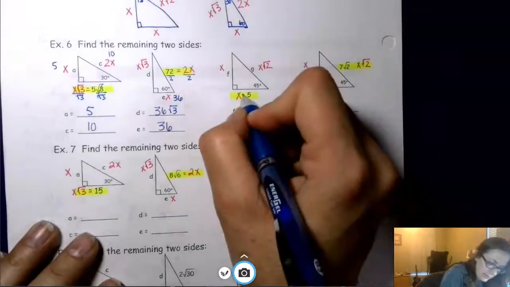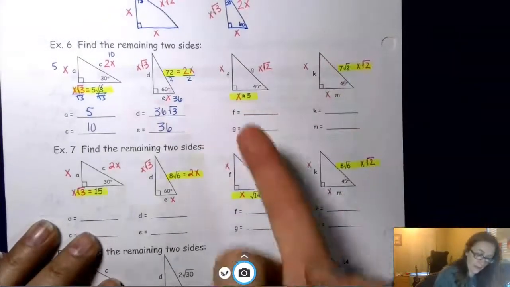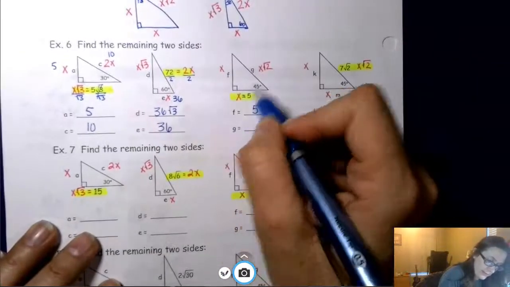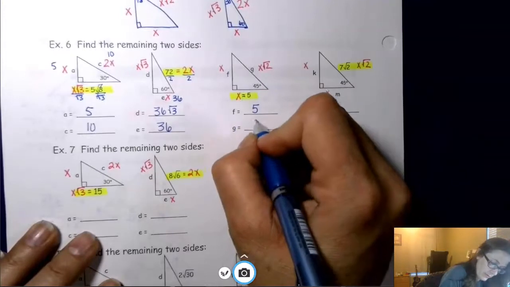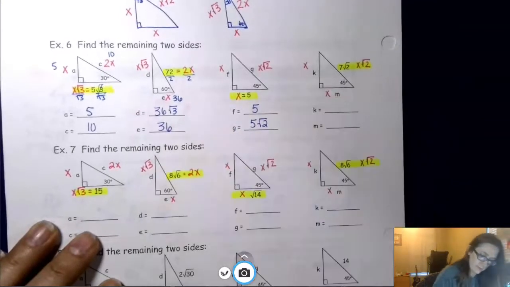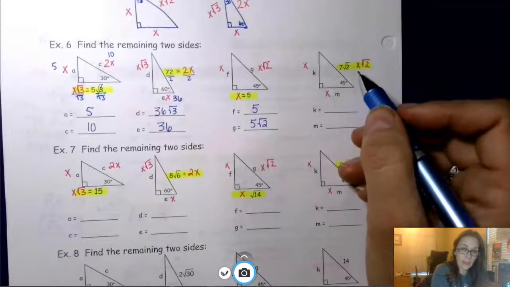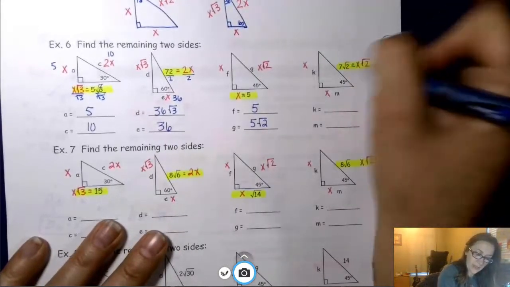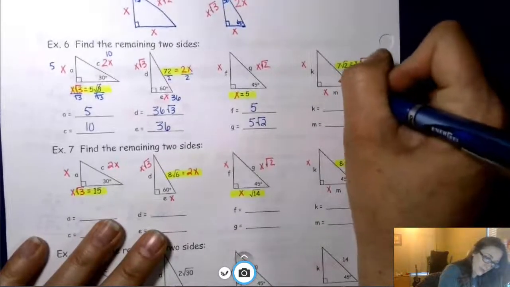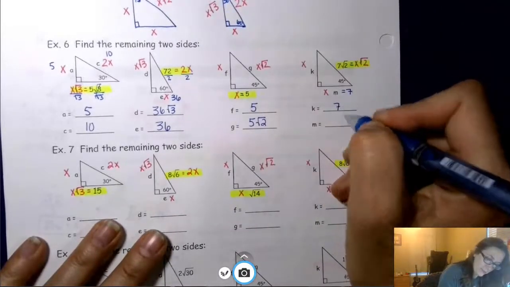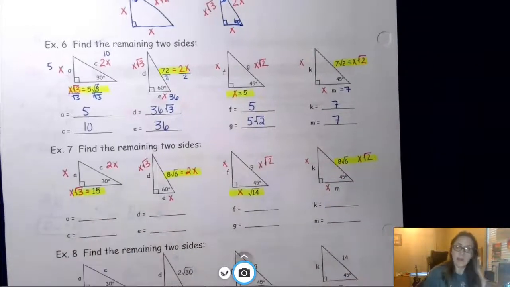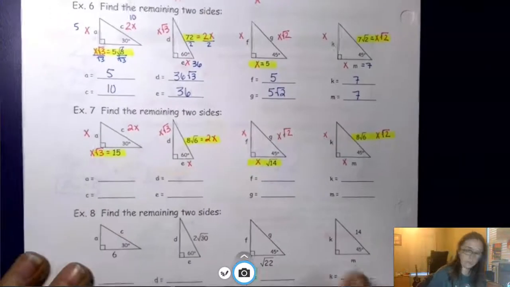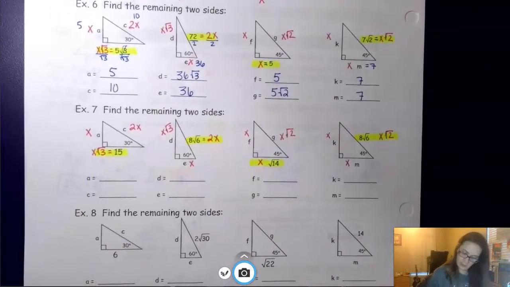This one I start with x equals 5, and 45, 45, 90s, they have to be the same, so F is also going to be 5. 5 times root 2, going to be 5 root 2. Here, and again, it matches the general form. If 7 root 2 is equal to x root 2, if I divide both sides by root 2, I'm going to get 7, and these have to be the same. So we're good. These ones are going to take a little bit more work, so go ahead and test yourself and see if you can do them.